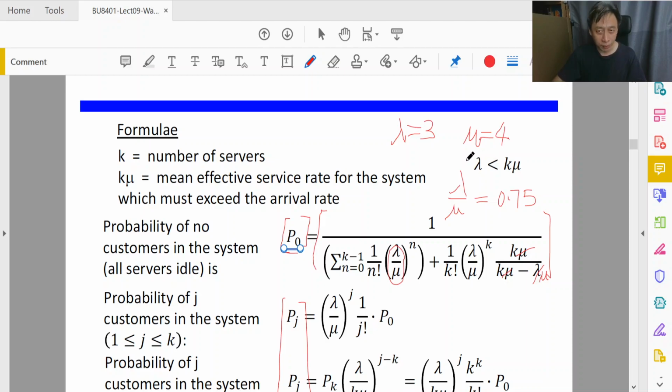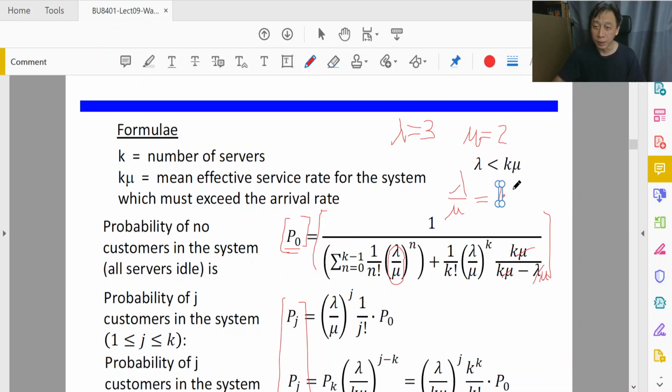But strictly from the queuing point of view, when mu is already larger than lambda, there's no reason to deploy another server, which is going to cost us money. So typically, with multiple servers, we would expect mu to be smaller than lambda. For example, suppose mu is 2. That gives us a reason why we might need 2 servers instead of 1, or more.